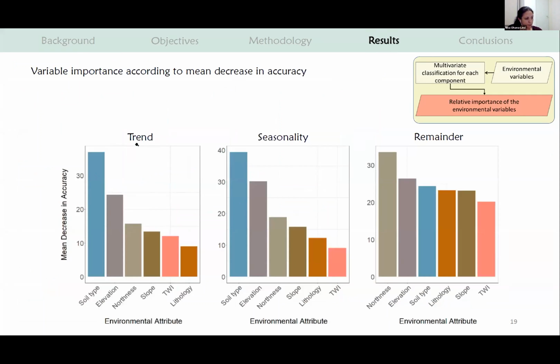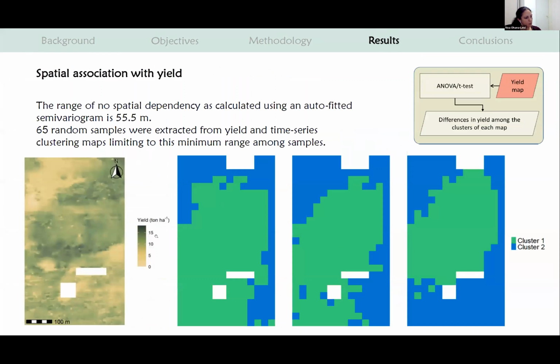And we see that both for trend and seasonality, soil type was the major contributor, followed by elevation. And then we wanted to see, well, this is the yield map for 2016, which was the only one that we could use because of biases or artifacts in the maps of the other years. But this was good enough.